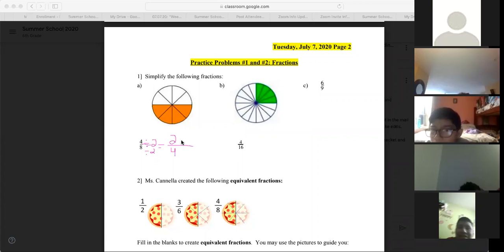What can I divide both 2 and 4 by? What can I divide by? You did it the first time, 2, right, sweetie? Right. So now, this is the same as 1 half. So 4/8 is the same as 2/4, which are equal to 1 half, right? So 1 half would be, if I divided all this, a half, and that would be the other part.